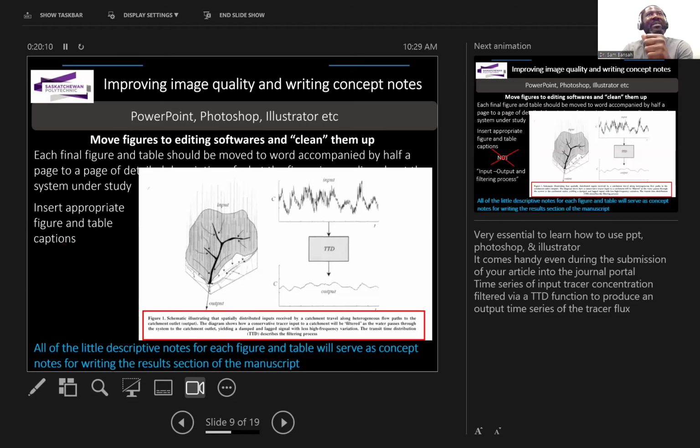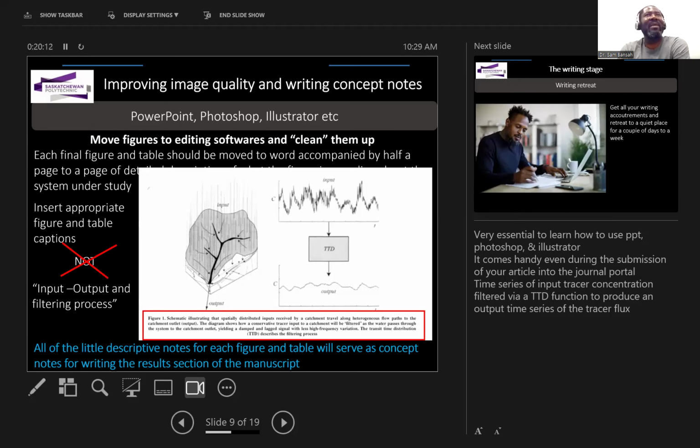Don't write something like this: input, output, and filtering process. We see a lot of figure captions like that. Table captions, figure captions, just simple, not revealing anything. You want to avoid this.